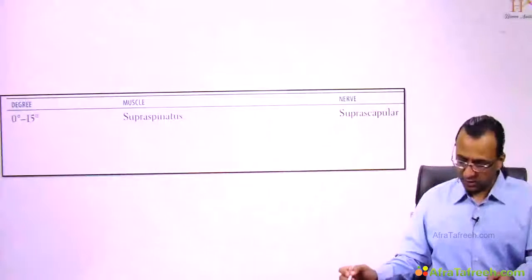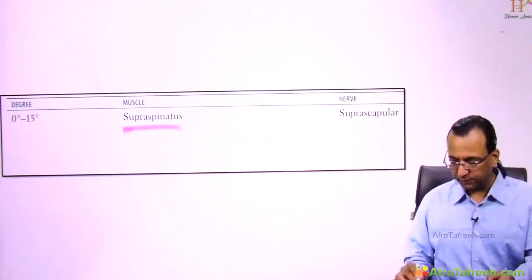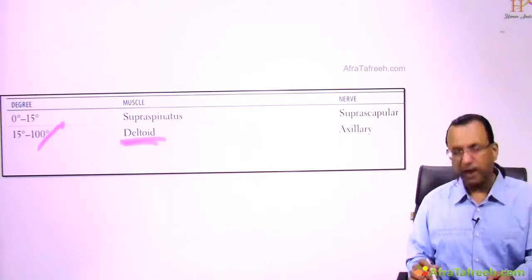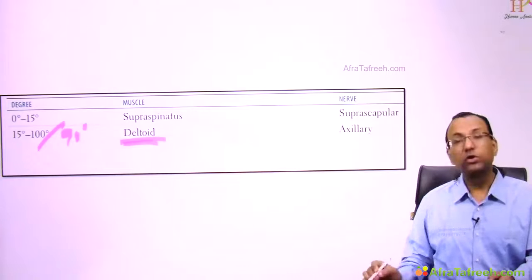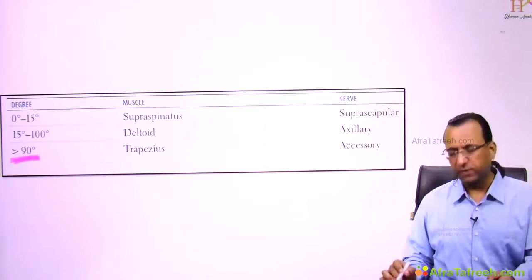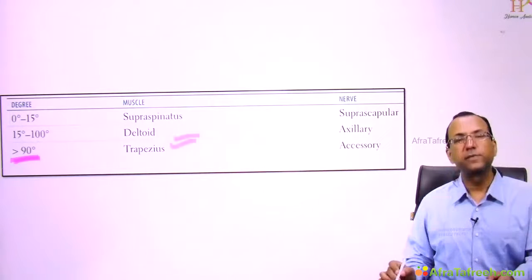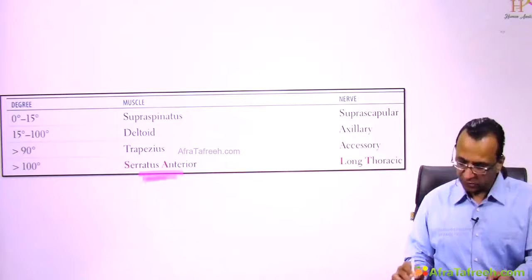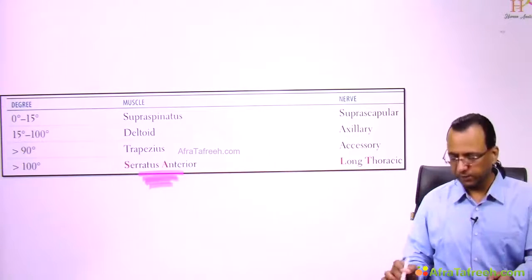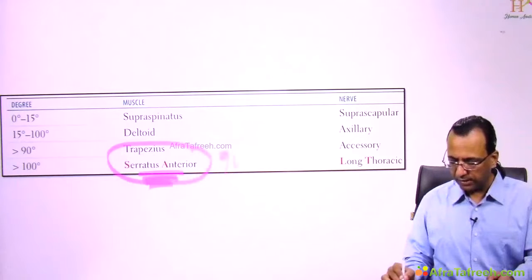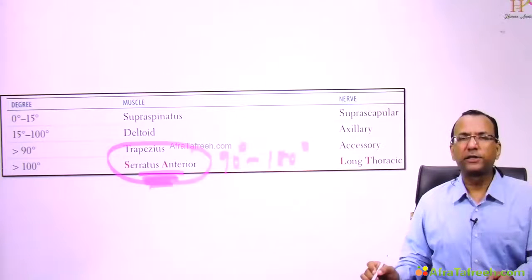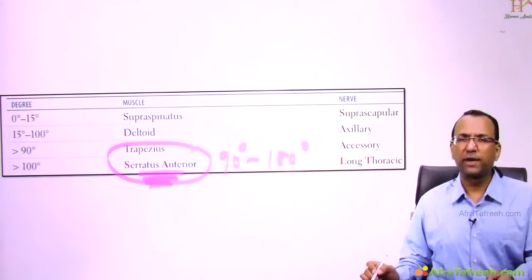Okay, then 0 to 15 degrees, who is working? Supraspinatus. And who is working from 15 to 90 degrees? Some books will say 100, but it is 90 degrees. So deltoid. And more than 90? More than 90, trapezius will begin. But then the serratus is also helping after 100 degrees. So trapezius begins early. But both of them are working for 90 to 180 degrees of scapular rotation plus elevation of the humerus, in overhead abduction.